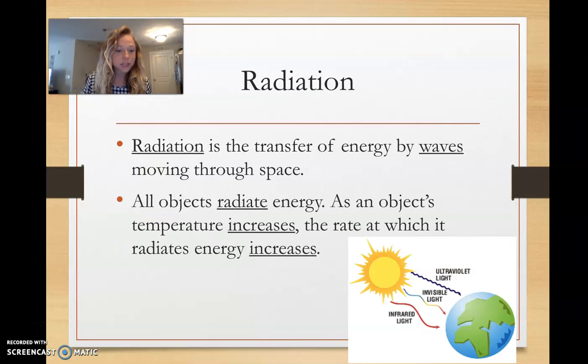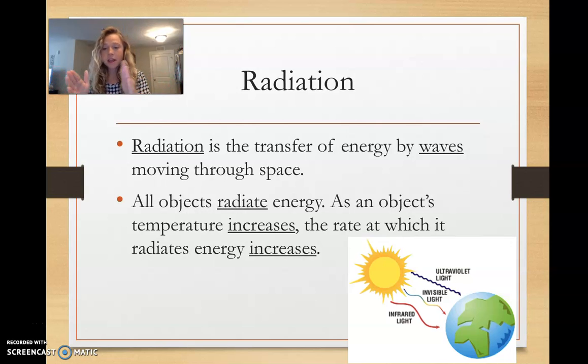All right, the last one we're going to go over is radiation. Radiation is the transfer of energy by waves moving through space. All objects radiate energy. As an object's temperature increases, the rate at which it radiates energy is also going to increase. So temperature is going to increase, radiation is going to increase. And it's just in wave form.